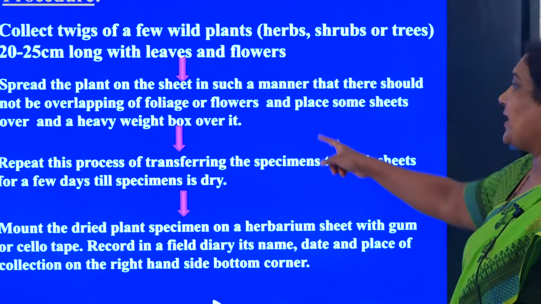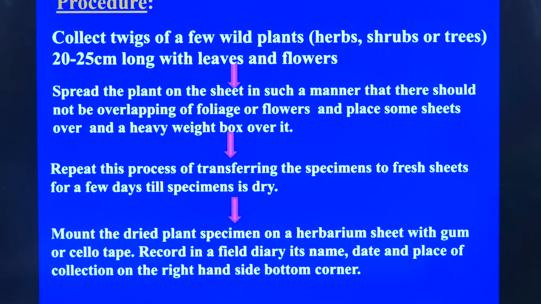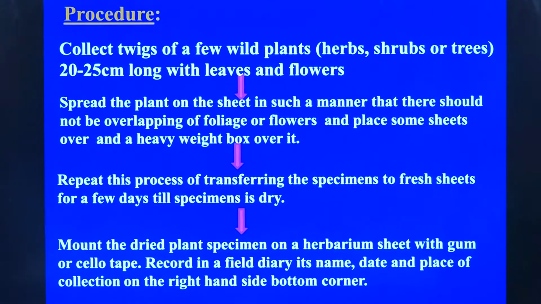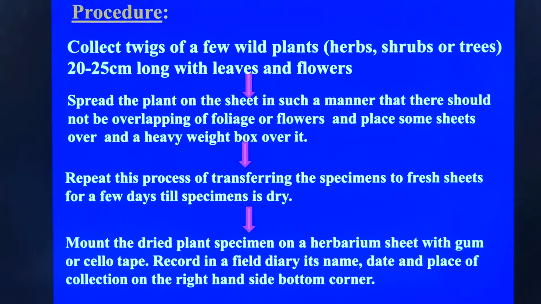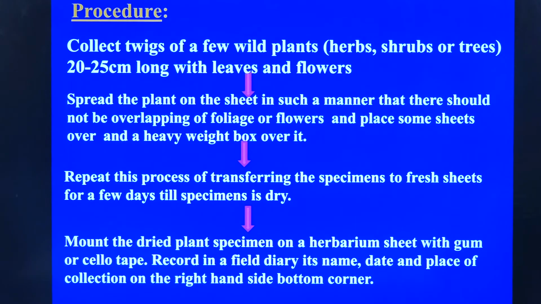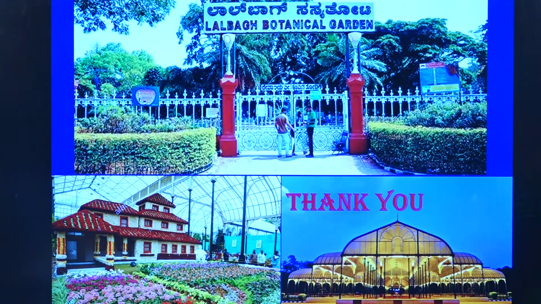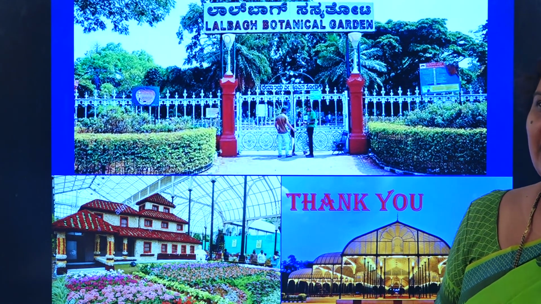And that's how it's being done. See that? Spread the plant on the sheet in such a manner that there should be no overlapping of the foliage or the flowers. Place some sheets over and a heavy weight box over it. Repeat this process of transferring the specimens to fresh sheets for a few days till the specimen is dry. Mount the dried plant specimen on a herbarium sheet with gum or a sellotape. Record in a field diary its name, date, place of collection on the right hand side of the bottom corner. And that's it as to how you prepare a herbarium.